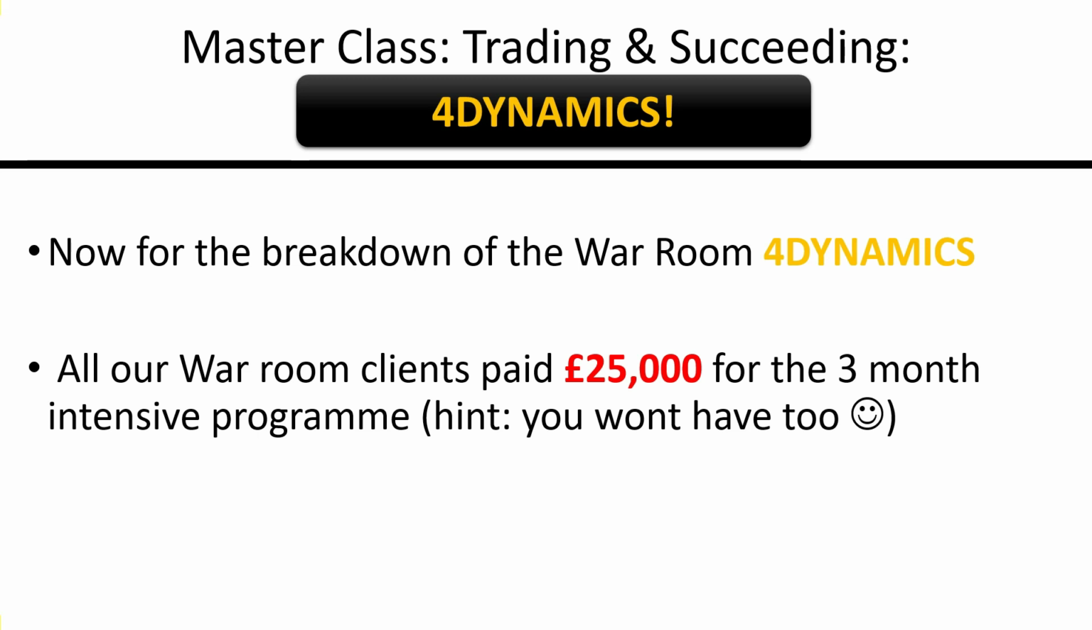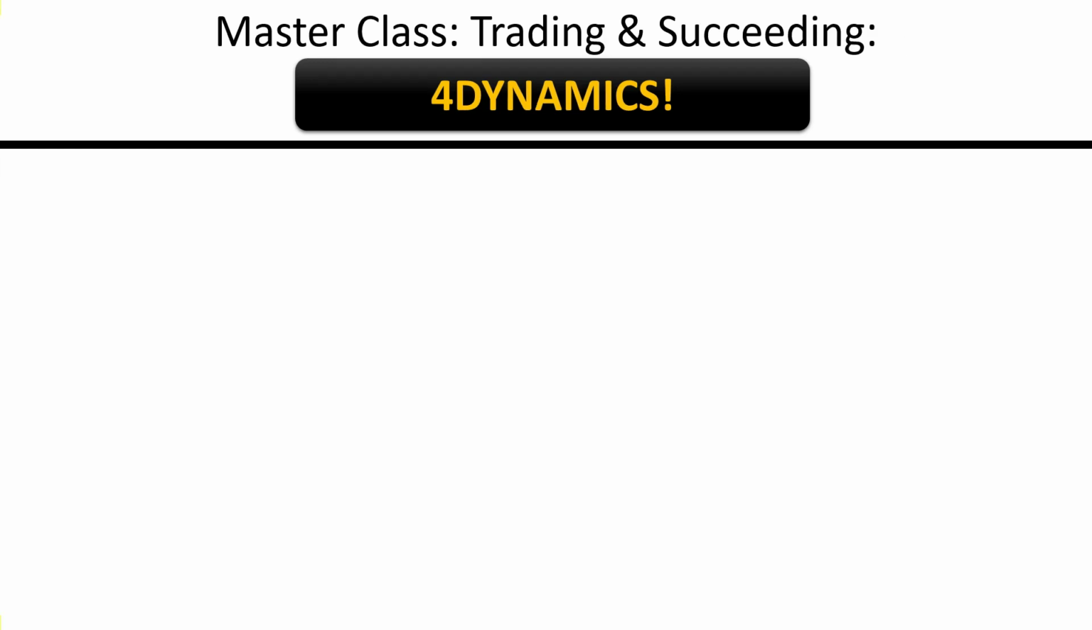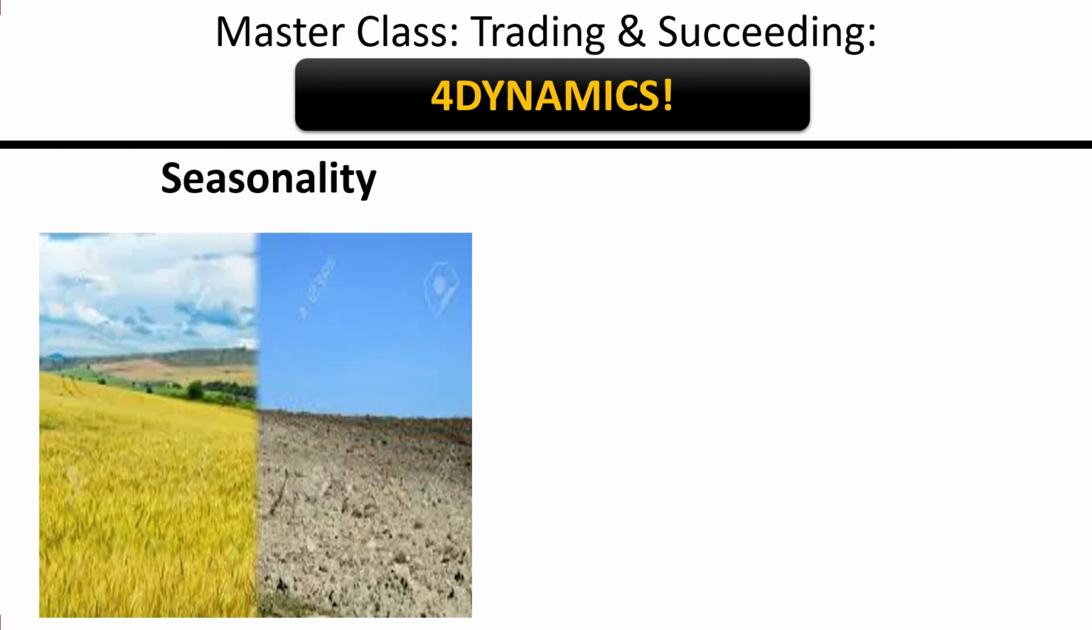So here's a recap of exactly what the 4 dynamics are and what we use going forward and what everybody uses, okay? So first of all is seasonality. Now remember what seasonality is. It's just what happened last summer, last winter. Did it rain last winter? Yes, okay. Probably a good chance it's going to rain this winter, okay? That is it. Was it sunny last summer? Yes, probably a good chance it's going to be sunny this summer, okay?